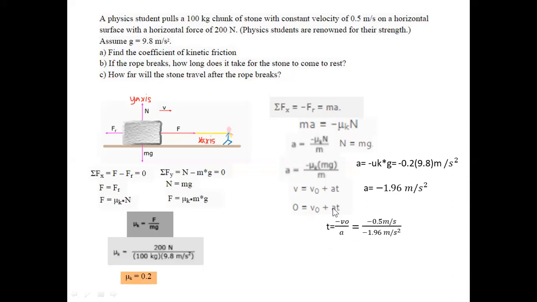Then if we transpose initial velocity to the other side of the equation, this becomes t equals negative vo all over a. And substituting the given values, we have our velocity 0.5 meters per second. So this is negative 0.5 meters per second all over our acceleration at negative 1.96 meters per second squared. This gives us the answer for letter B, wherein it takes 0.26 seconds after the rope breaks. So the rope is actually weak.